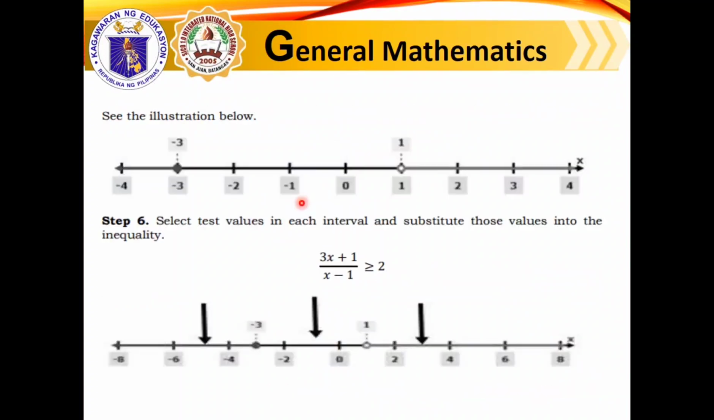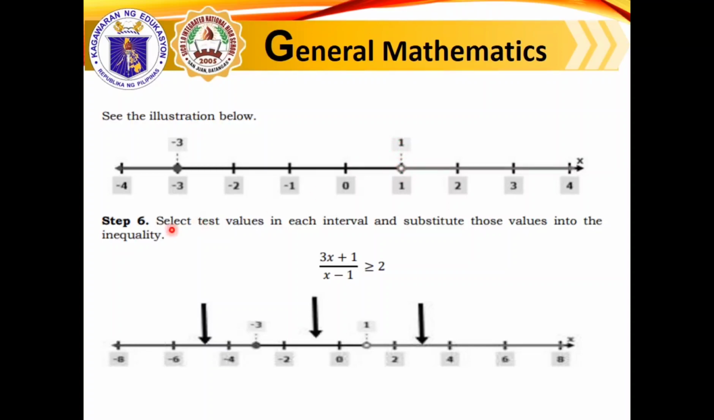So after checking if the critical values are a solution or not, we will now plot the critical values. Negative 3 is a solution, so it is represented by a filled circle. And 1 is not a solution, so it is a hollow circle.